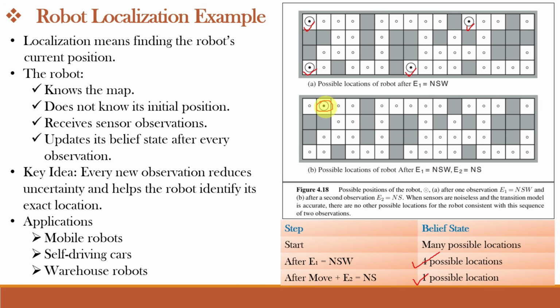Every observation removes impossible locations. So this process is called localization. And localization is one of the most important applications of belief state search. Many real life robots such as mobile robots, warehouse robots, etc. use this idea every day.